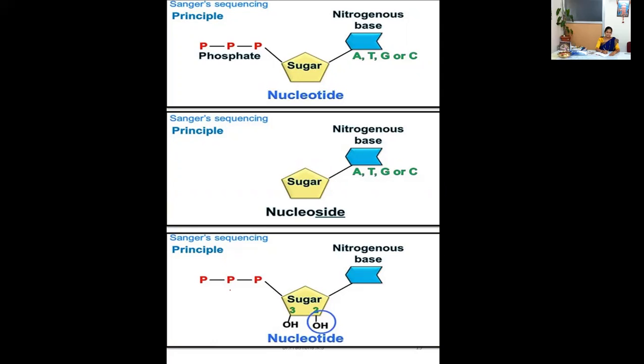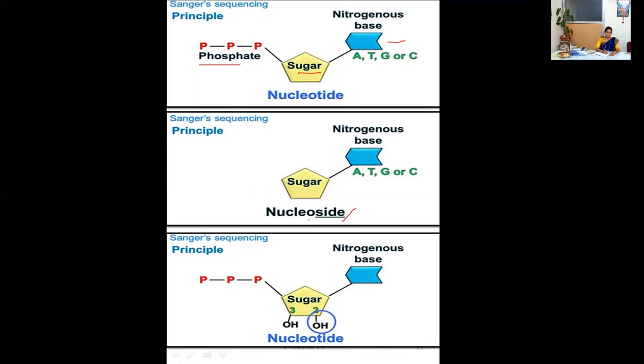If we are going to talk about any DNA molecule, we compulsorily need nucleotides. So what is a nucleotide? When you have the phosphate, the sugar, and the nitrogenous base, you can say it is a nucleotide. Whereas when you are going to say nucleoside, we have only the nitrogenous base and sugar; that tells us about the nucleoside.